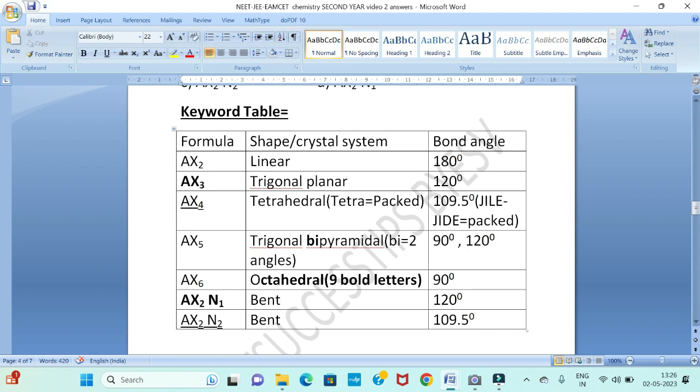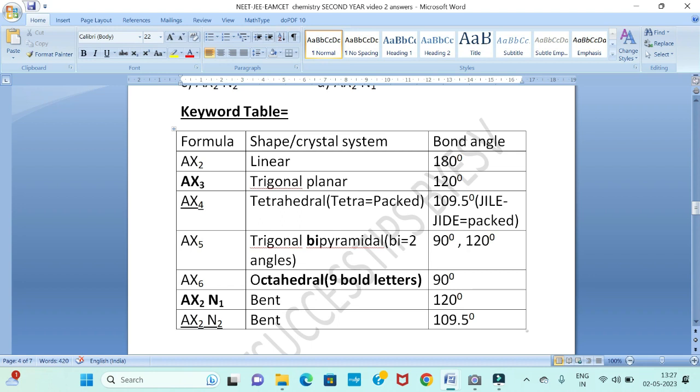AX5, trigonal bipyramidal. Bi means two angles it has. AX5 has two angles. One is 90 degrees, another one is 120 degrees. 90 times 4 is 360, 120 times 3 is 360. So here two angles: 3, 4.